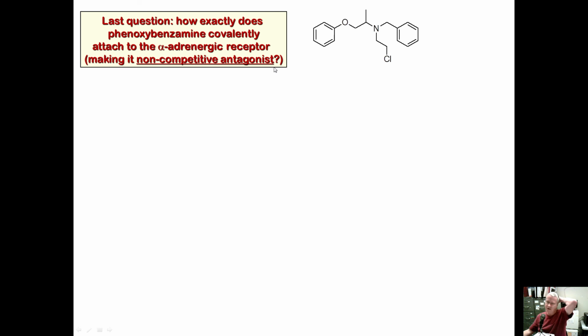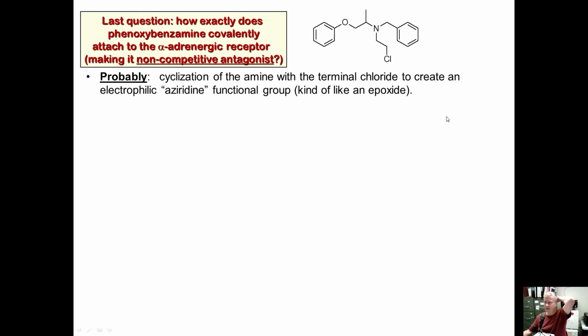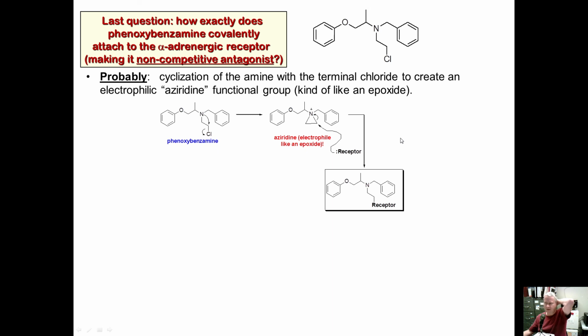That's a good question. You could almost imagine that maybe the receptor just directly attacks the carbon and kicks off the chloride, but probably doesn't do that. It's an interesting mechanism. When you have the nitrogen nearby, the nitrogen is able to actually attack and kick it off and then make a different electrophilic intermediate. So what probably happens is cyclization of the amine to the terminal chloride to create an electrophilic aziridine functional group. It's kind of like an epoxide, and then that can be maybe attached to the receptor.